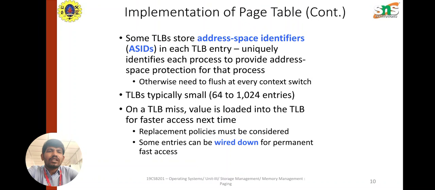The TLB is typically small. It contains 64 to 1024 entries. On a TLB miss, the value is loaded into the TLB for faster access next time. Replacement policies must be considered. Some entries can be wired down for permanent fast access.